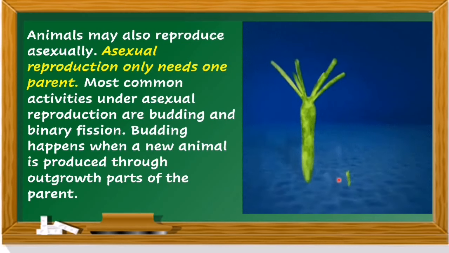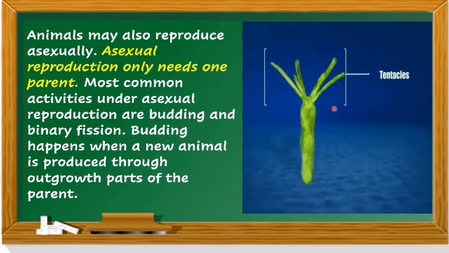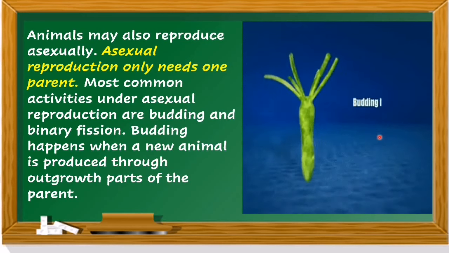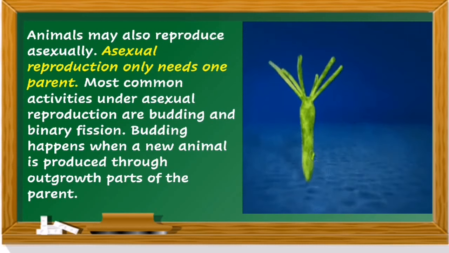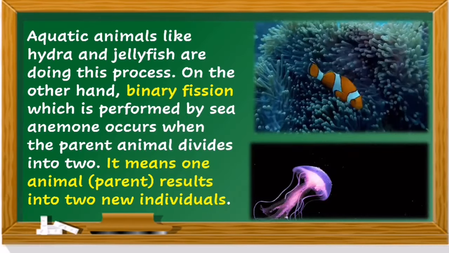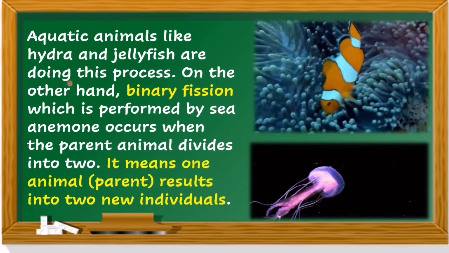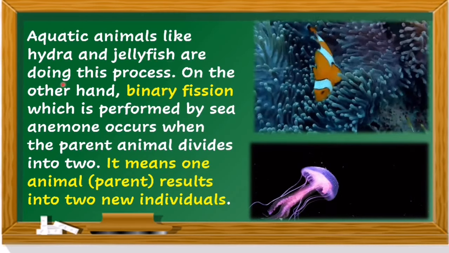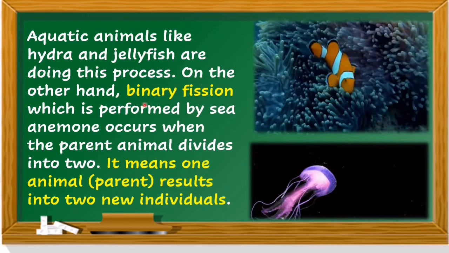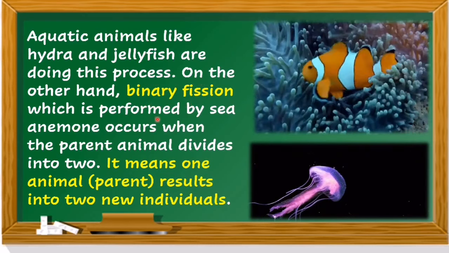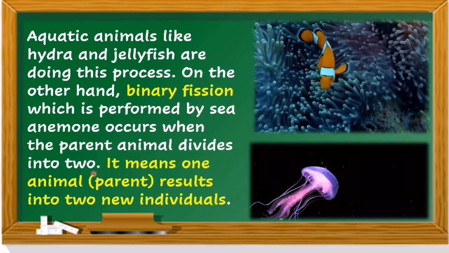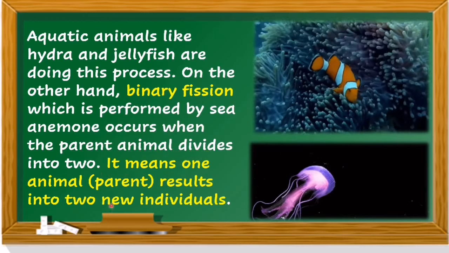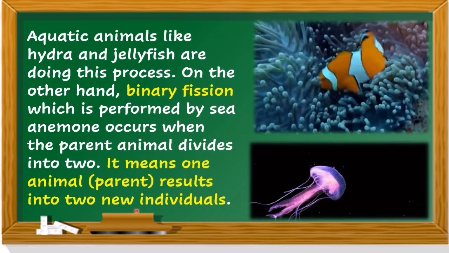And then it grows into another animal. This is budding in hydra. Aquatic animals like hydra and jellyfish do this process. On the other hand, binary fission, which is performed by sea anemone, occurs when the parent animal divides into two. It means one animal or the parent results in two new individuals.